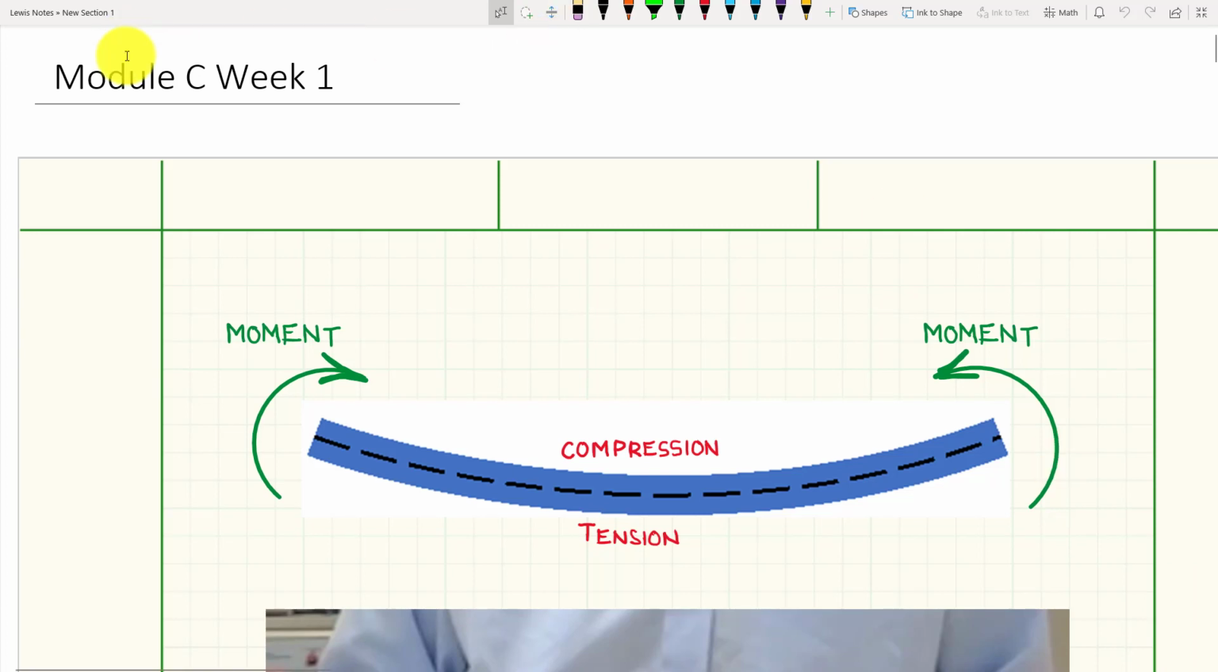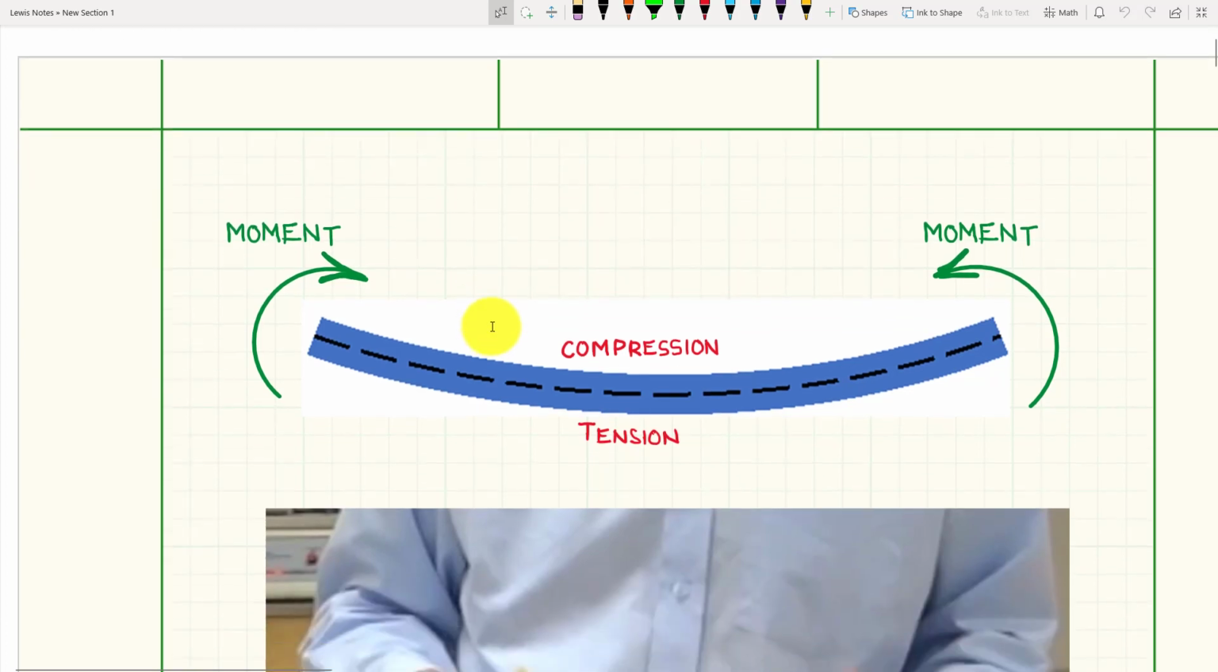All right, this is Professor Lewis, and we're talking about Module C, Week 1 here. Basically, we need to talk about beams and beam diagrams, and this is going to relate to what we learned in the theory course, or some of you are doing concurrently.